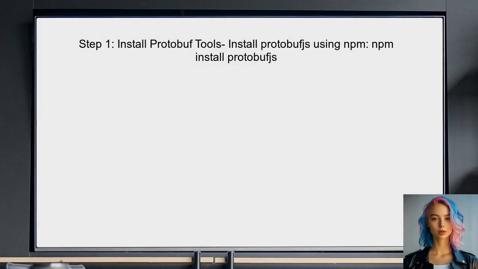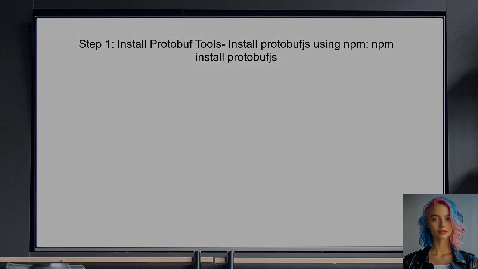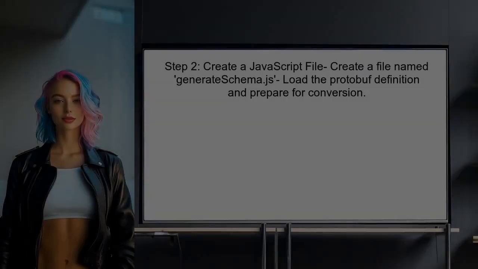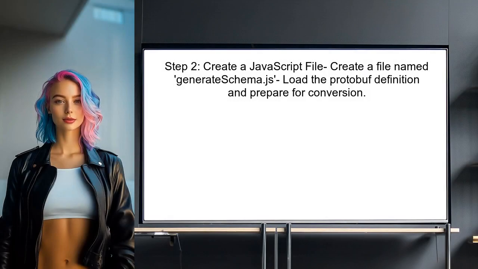To begin generating a GraphQL schema from a Protobuf definition, the user should first install the necessary tools. A popular choice is the Protobuf.js library, which can be installed via npm. Next, the user needs to create a JavaScript file where they will write the code to load the Protobuf definition. This file will also include the logic to convert the Protobuf types into a GraphQL schema.